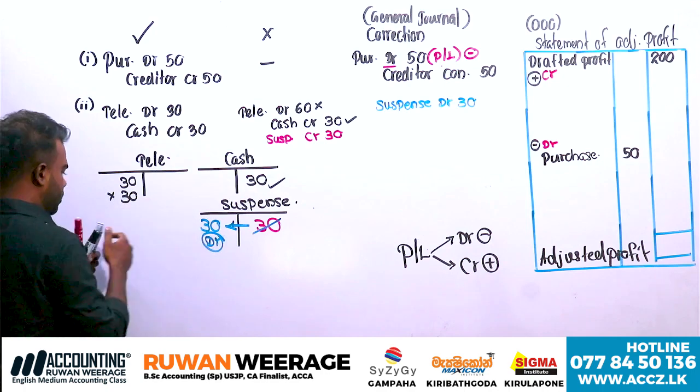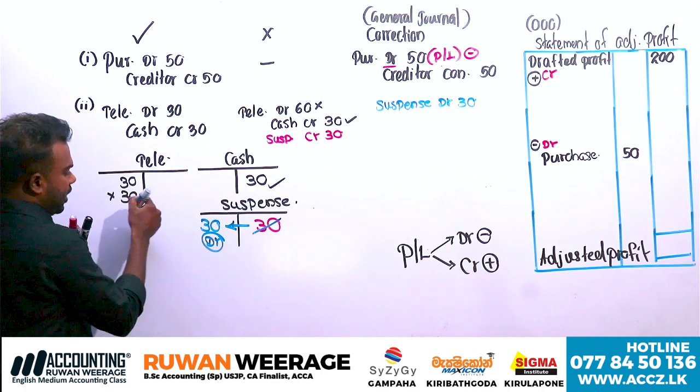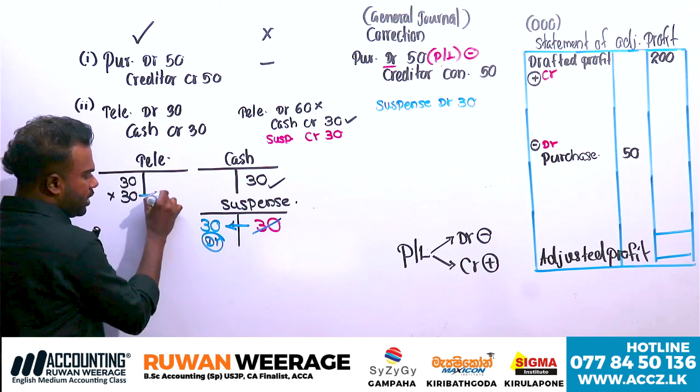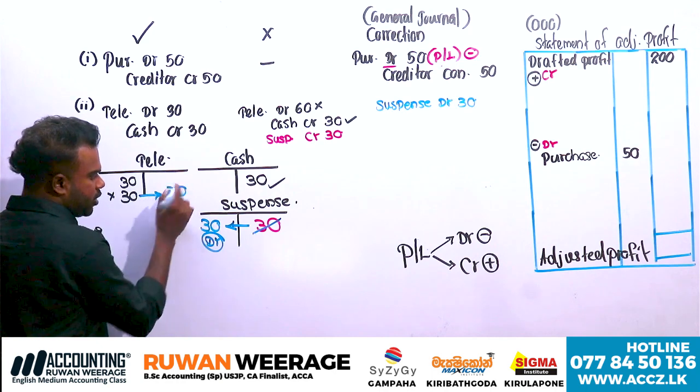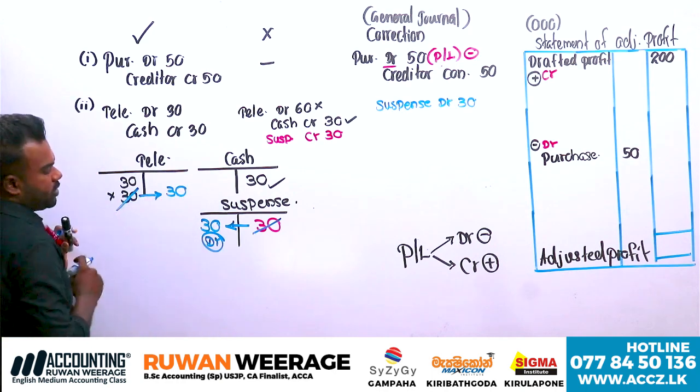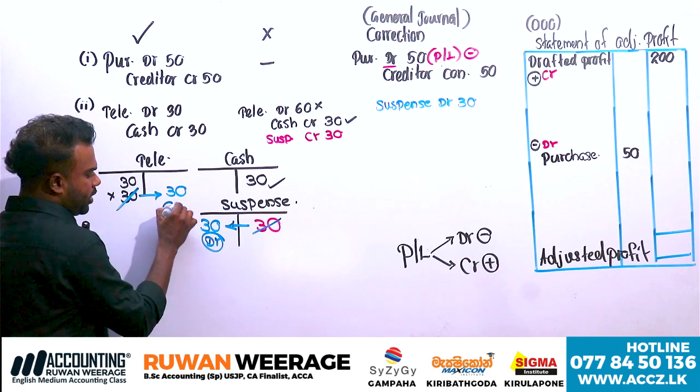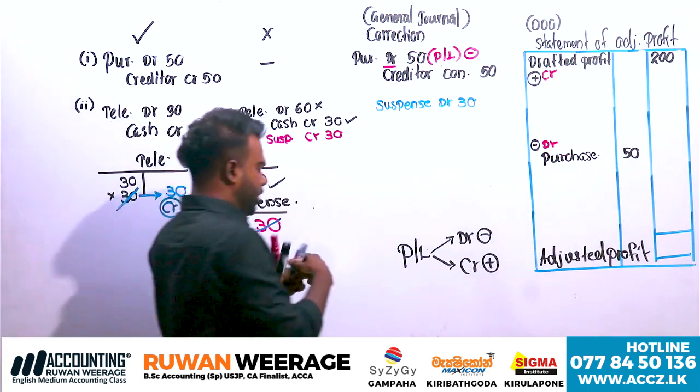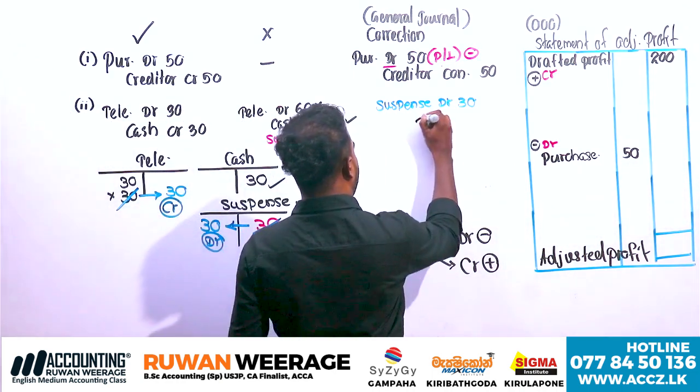Not cash, but the telephone line. You have to remove the excess 30,000. Therefore, credit that 30,000 again to the telephone. Then that excess amount will be removed. Make the credit. Write down here telephone. Okay, understood.